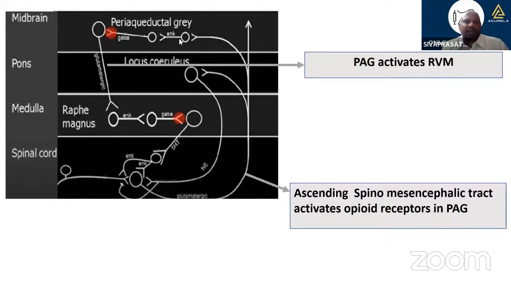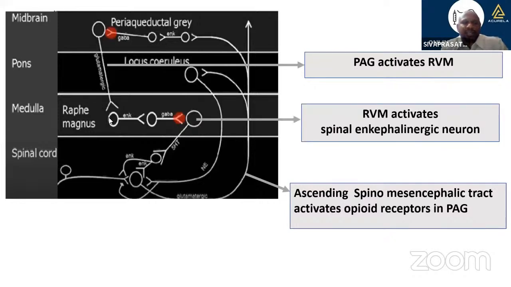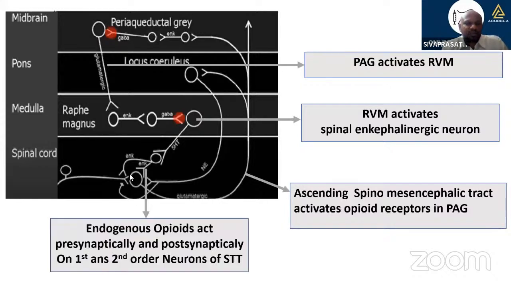In that place, periaqueductal gray matter relays through enkephalinergic neurons, which will inhibit the GABA neurons, which are tonically active in inhibiting the glutamate neurons, which descend down. So once these glutamatergic neurons from the midbrain to the medulla are activated, they activate some places called Raphe Magnus neurons, which again descend down to the same place where everything started. So this rostral ventral medulla will again activate spinal enkephalinergic neurons. Here the enkephalins are secreted and they act presynaptically and postsynaptically.